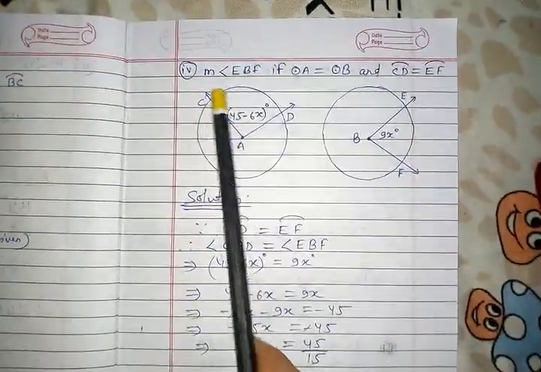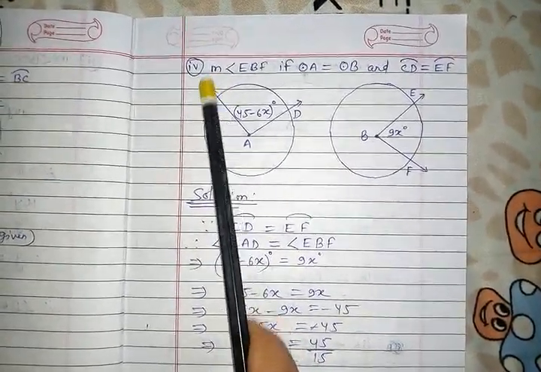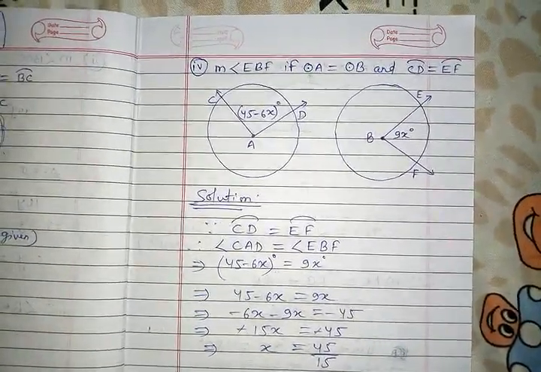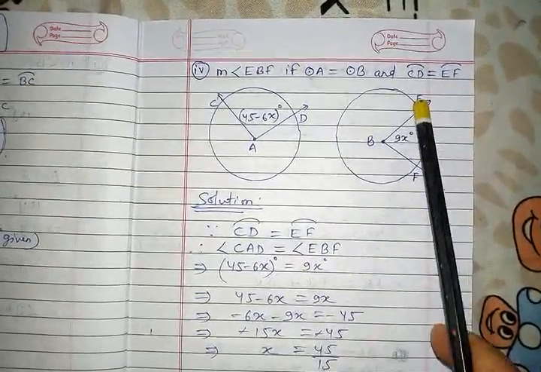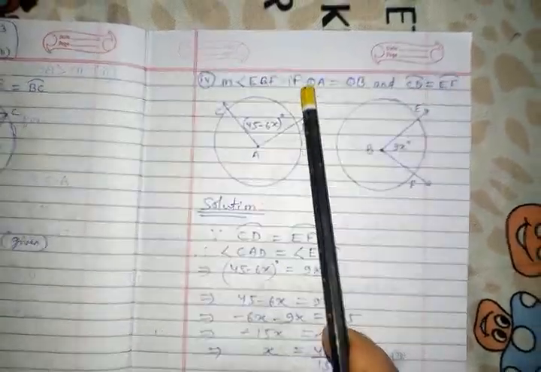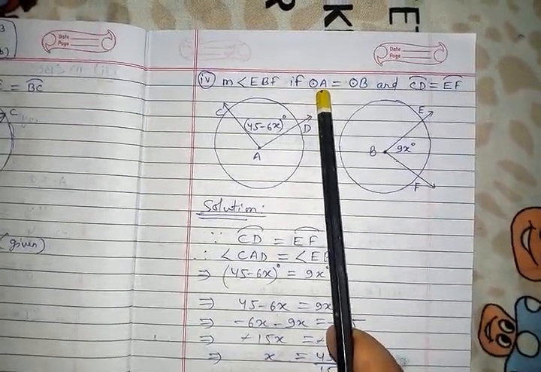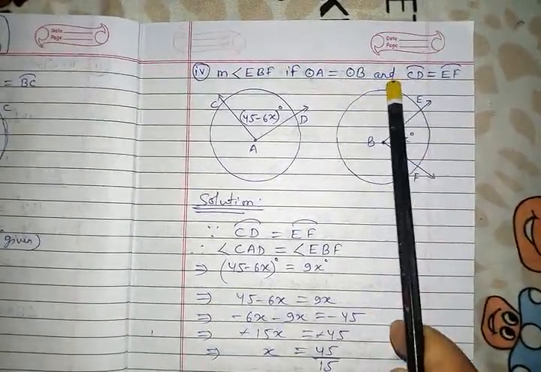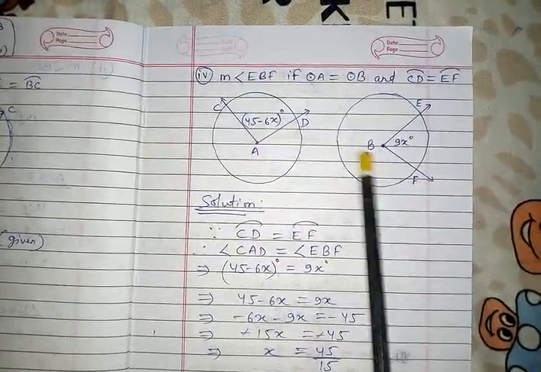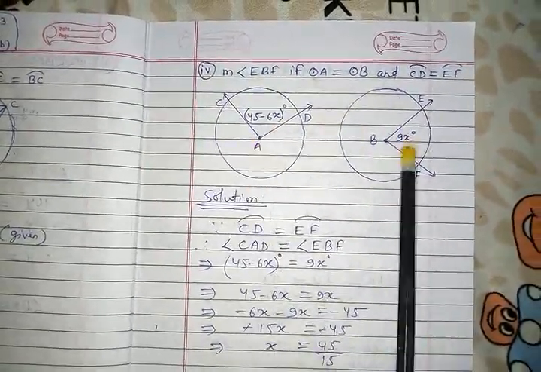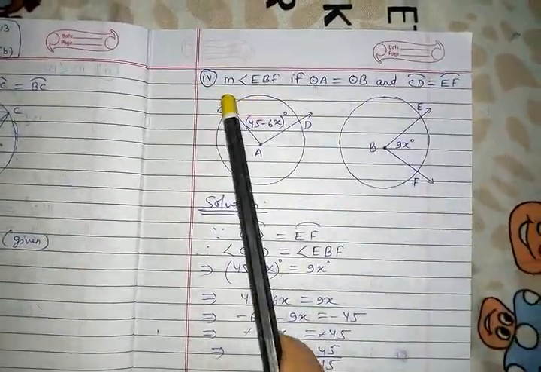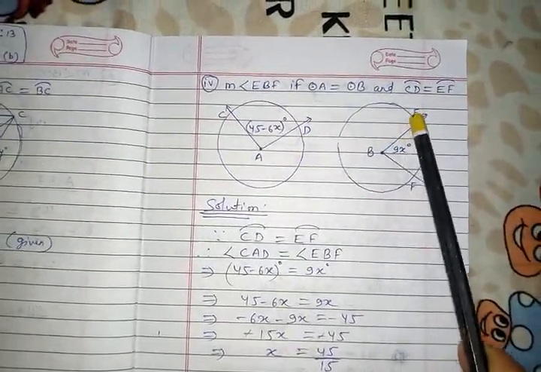Come to the next question, number 4. Measure angle EBF. So this angle we have to measure. The circle with center A and the circle with center B are equal. Circle with center A is this, circle with center B is this, both are equal, that means both the circles are equal, the question is saying. And arc CD is equal to arc EF.